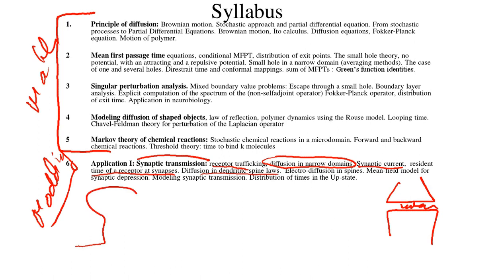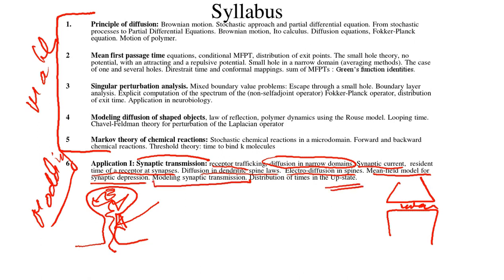So suppose you have a spine here, how long does it take for an ion to escape from such a structure? And this residence time is important because it can define the possibility to have plastic changes that will affect the geometry of the spine. We'll also discuss electrodiffusion. I will present a mean field model for synaptic depression and some application to understand some neural network. We'll present some model of synaptic transmission and, in the process of up and down states, how we can compute the distribution of time in such a state.